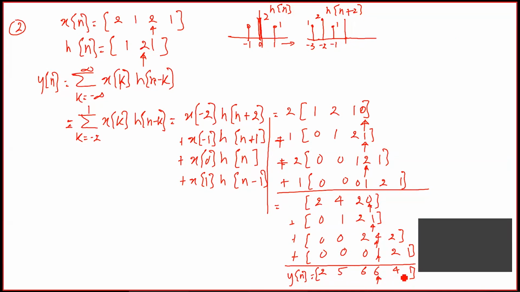The number of terms in the answer after convolution is going to be the sum of the number of terms in both minus 1. The total number of terms in x of n was 4, and in h of n it was 3. The total of these two came out to be 7, and in the answer the number of terms should be 7 minus 1, which is 6: 1, 2, 3, 4, 5, 6. So we saw how we can get the result doing this.